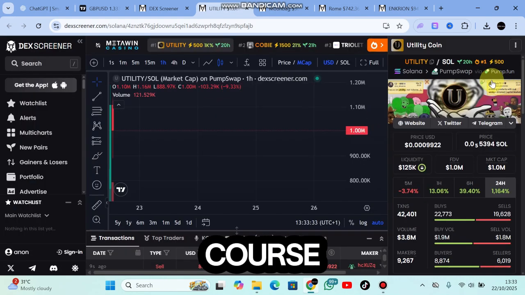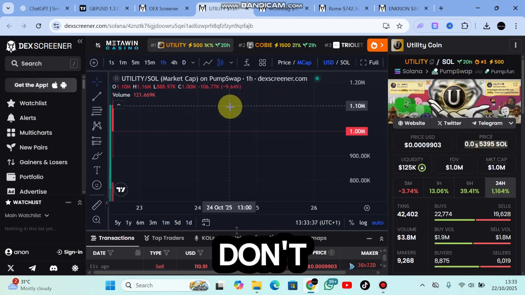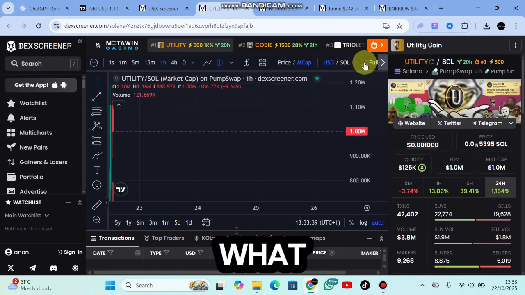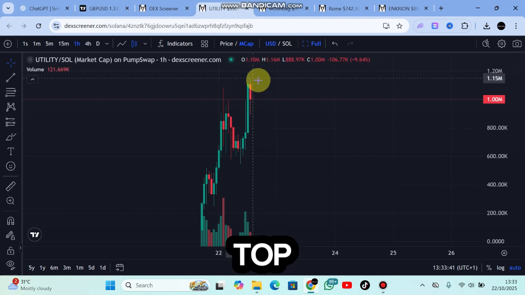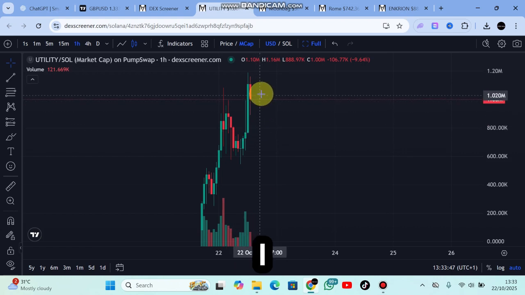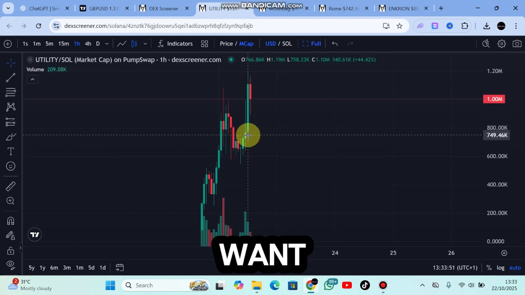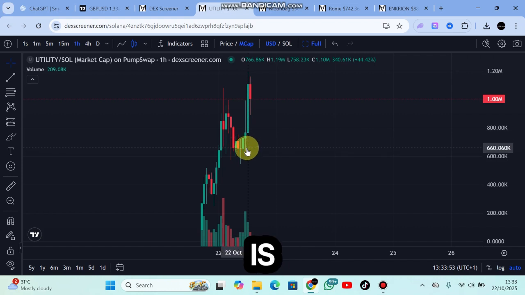Because it is still a new coin, I don't want to buy at the top. And from what I'm seeing, this red is the top. If people lose interest in the coin and the coin dies down, I'm going to lose my money. So I buy at a much lower price. This is like a support zone around 700k, which I'll be looking to buy at.